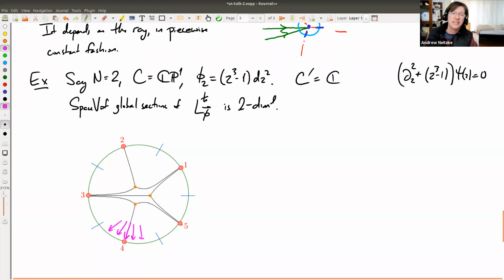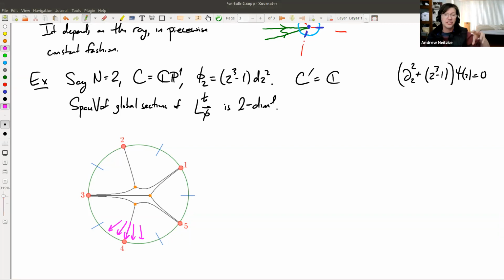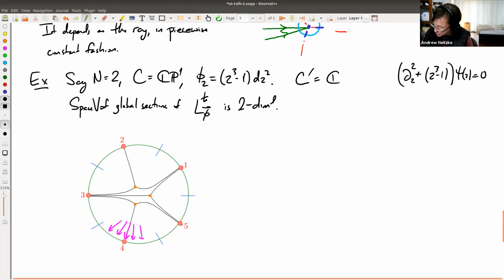Along any of these rays, what you find is that in your two-dimensional space of solutions, there's one solution, up to scalar multiple, that exponentially decays. One solution of this equation exponentially decays. All the other solutions exponentially grow as you go toward infinity. And so going to infinity in this direction I've marked gives me a distinguished line inside the space of global sections, namely the line of solutions that are exponentially decaying.